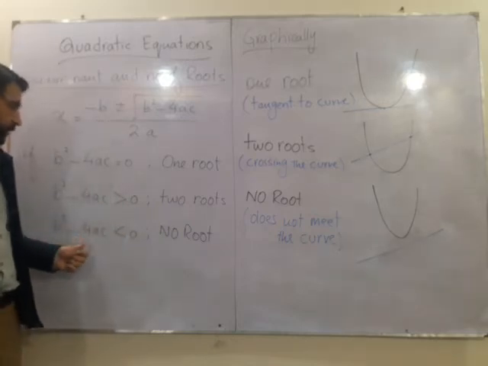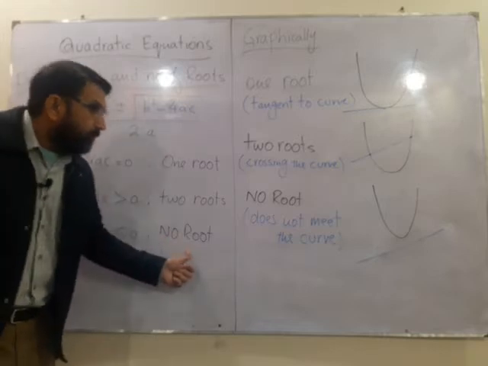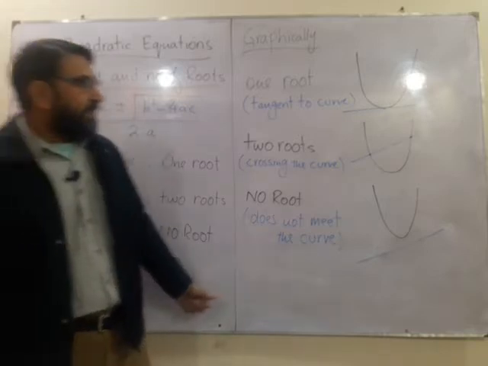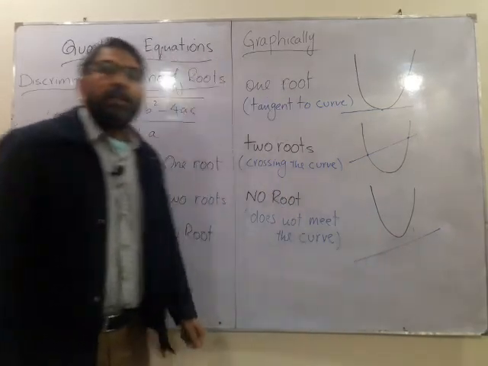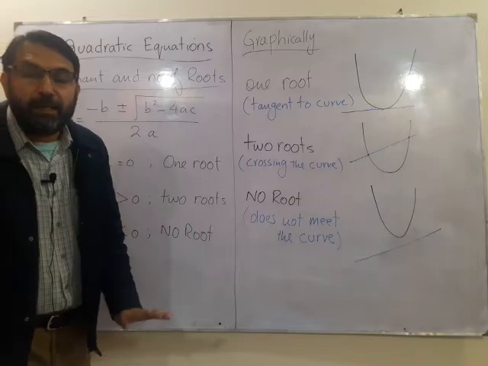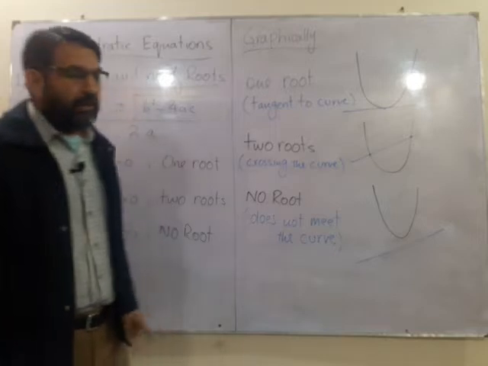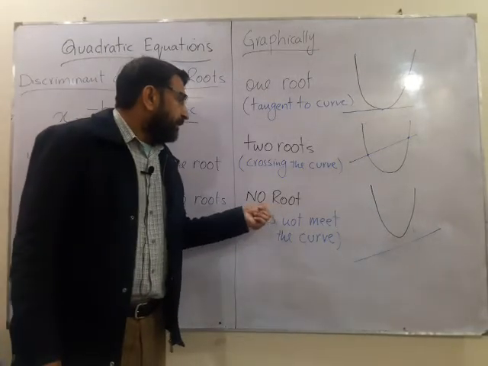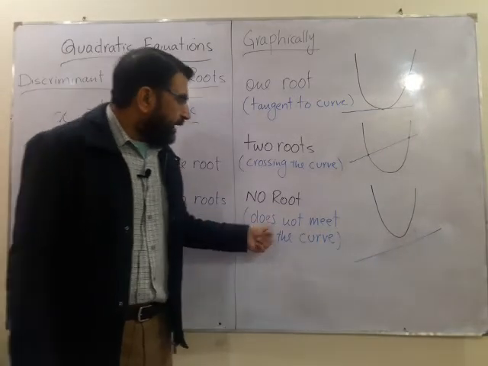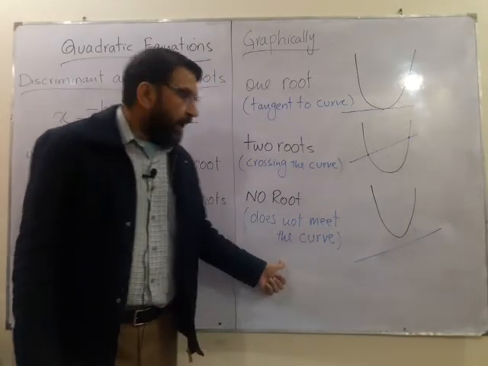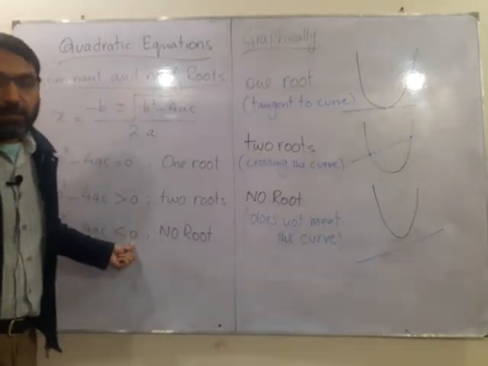The third option is b square minus 4ac less than 0. It will have no roots. Graphically, when we see the graph, the curve and the line do not meet each other at any point. So there is no point of intersection, and when there is no point of intersection, it means there are no roots. So whenever it is mentioned that the line does not meet the curve, you have to decide b square minus 4ac is less than 0.